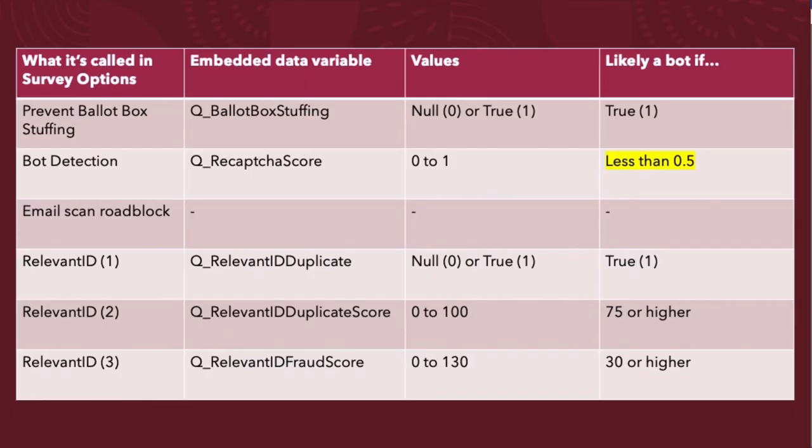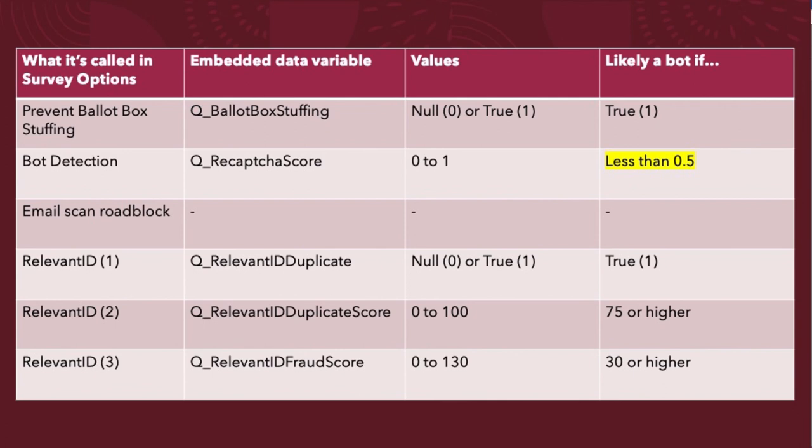So just to summarize, there's four main things in survey options that we can use to help us protect our survey from bots. The most basic one is prevent ballot box stuffing. If you turn that on, you will have an embedded data variable here, q_ballot box stuffing, and it has a value of either null or true, and it's likely a bot if this is true. Bot detection then, that's what it's called in survey options, is the recapture score, so q_recapture score. Values from 0 to 1, and if it's a low score here, then likely to be a bot.